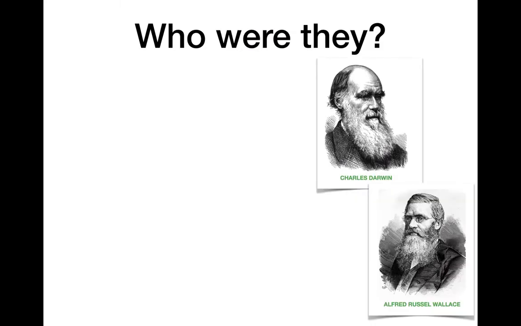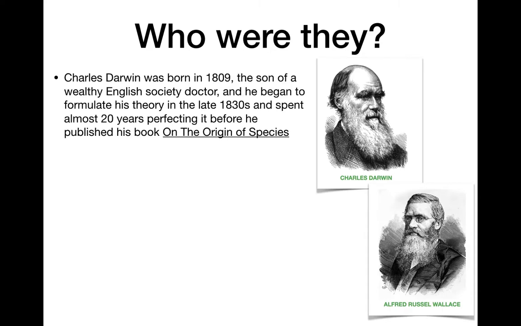So we're going to talk about who they were. Who was Charles Darwin and who was Alfred Russel Wallace? Let's start with Darwin. He was born in 1809 and he was from a relatively wealthy family. Not crazy wealthy, but definitely a higher middle class. His theory was developed in the late 1830s, and he took about 20 years to develop it, from when he first thought of it, to gathering evidence, reading very carefully, and perfecting his thoughts before he published his book. His very famous book is called On the Origin of Species.